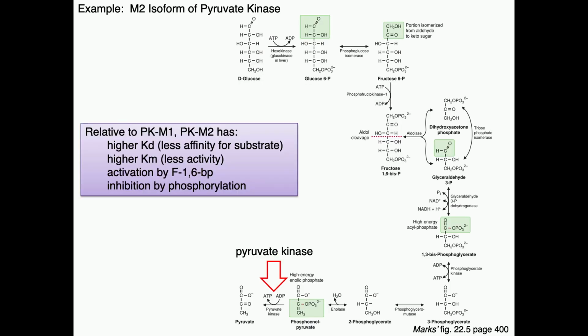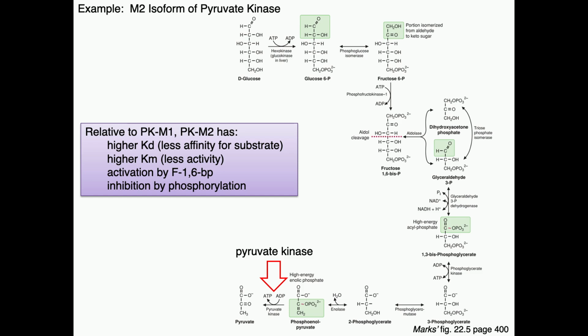Kinetically, pyruvate kinase M2 is different. We have a higher KD and a higher KM. The KD, that's the dissociation constant, just measuring substrate binding, and then the KM, the Michaelis constant, that's looking at actual enzyme velocity, and they're both changed relative to M1. So having pyruvate kinase M2 here is choking off glycolysis, if you will. Does that make sense? Okay, so why would we do that?